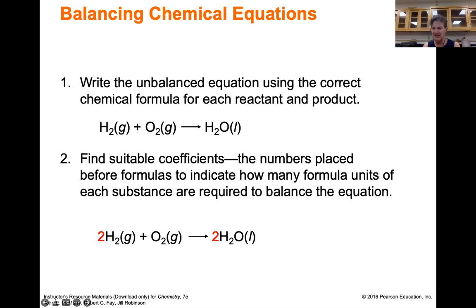And then we don't want to change what our chemical formulas are, because that would change what was reacting or what was being formed. So instead, you just put coefficients out front to say how many molecules have to react to get your equation balanced. So you have to put a 2 out front of the hydrogen, and that gives you a 2 out front of water. And then if you count up the oxygens and hydrogens, they're equal on both sides of the equation.